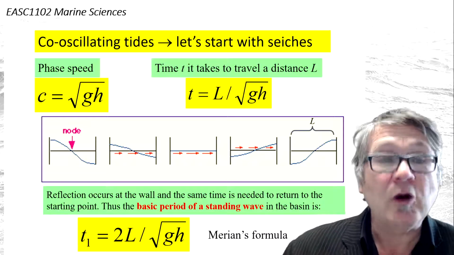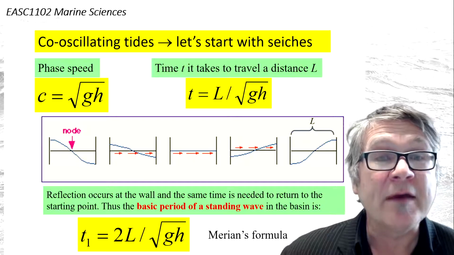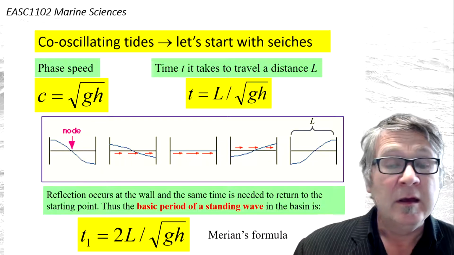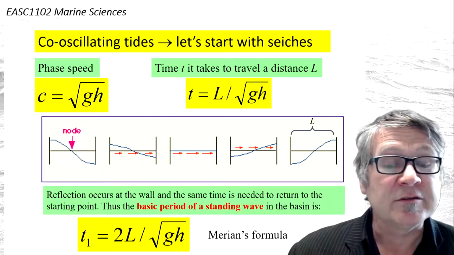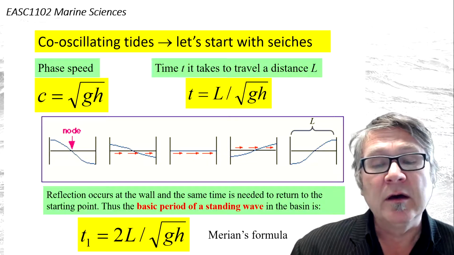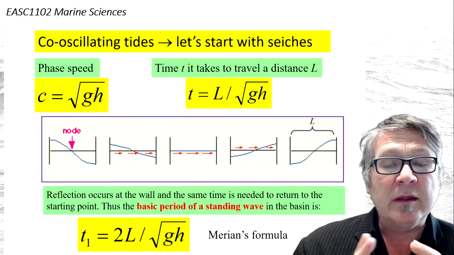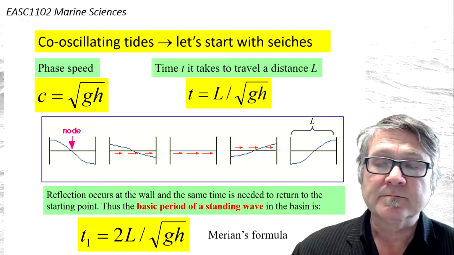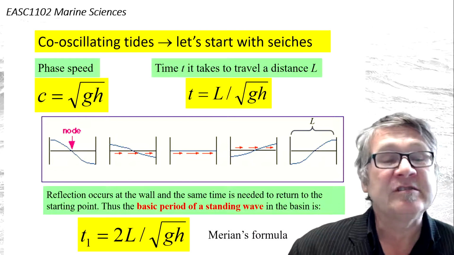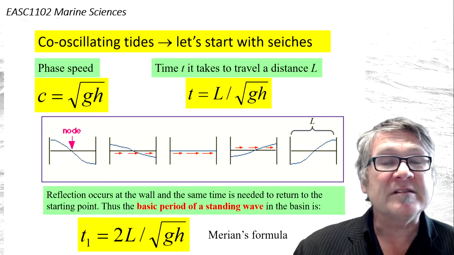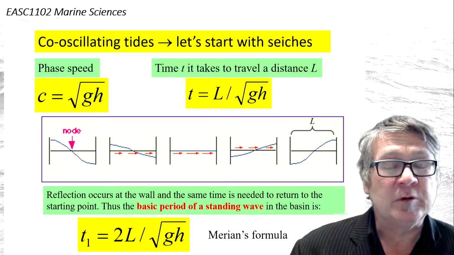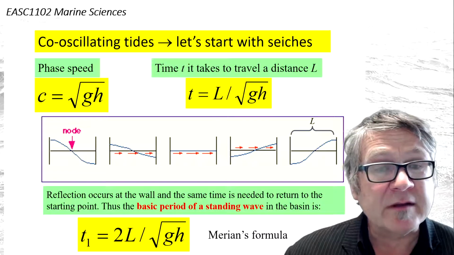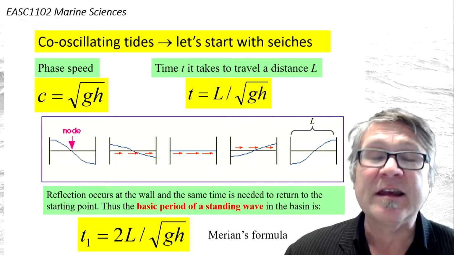we're talking about long waves, where the wavelength greatly exceeds the water depth. And this brings you to so-called Merian's formula, which gives the basic period of a standing wave in the basin. And this is the starting point. And this brings us to so-called seiches, which are ocean basins having specific periods related to such standing waves.